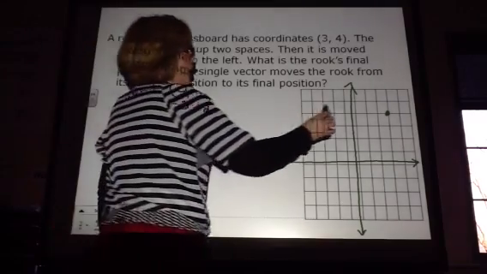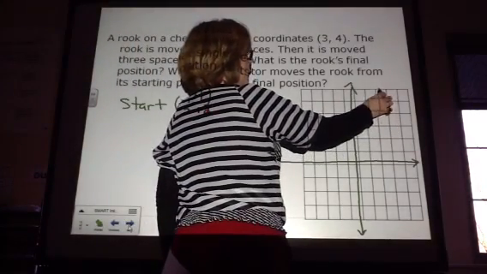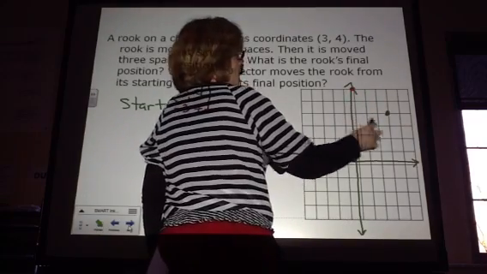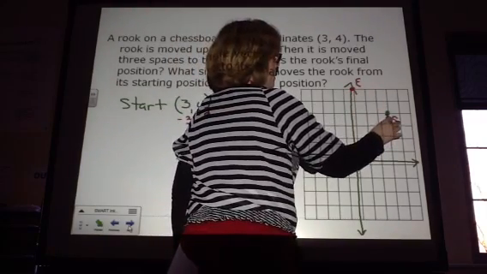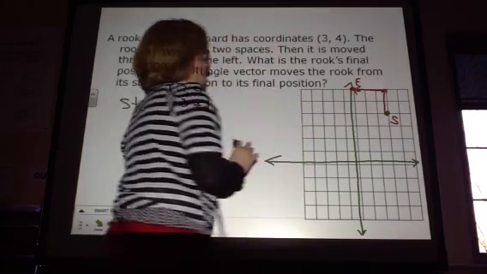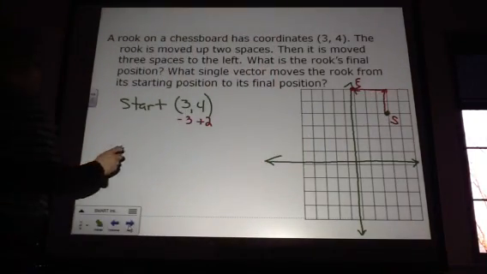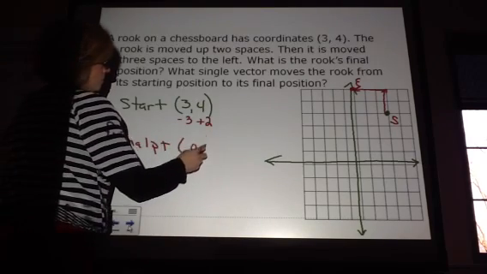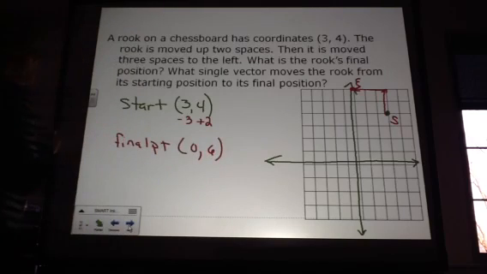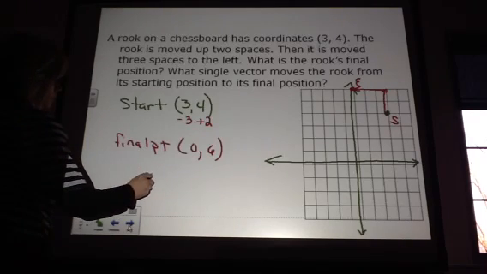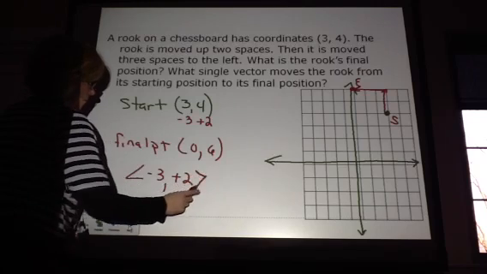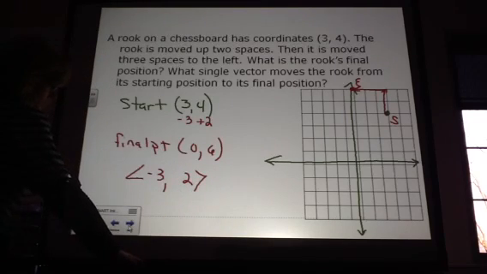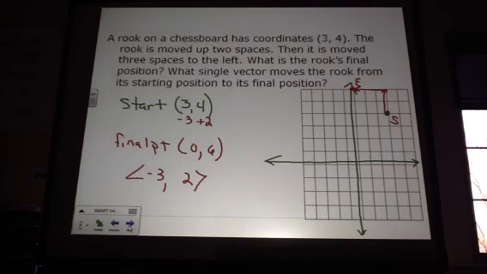Okay, so let's see. From here, we went up 2 places and then 3 places to the left. So here's your starting point. Here's your ending point. You went up and then you went over. Okay, so we end up at 0.6. And then here's your final vector.